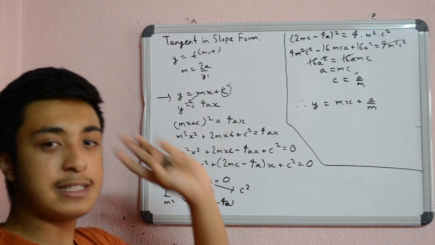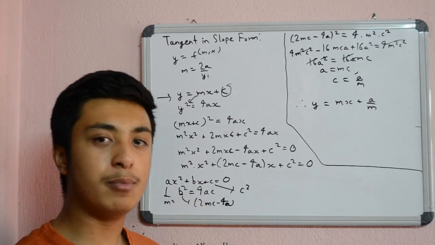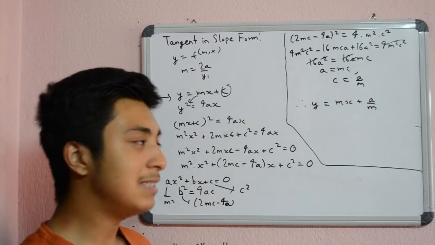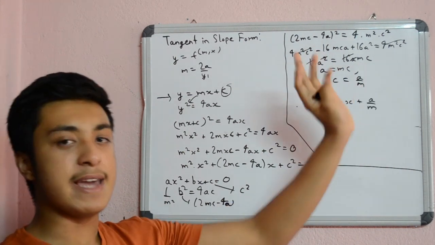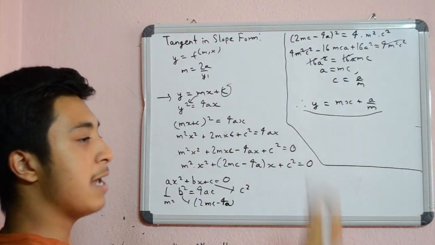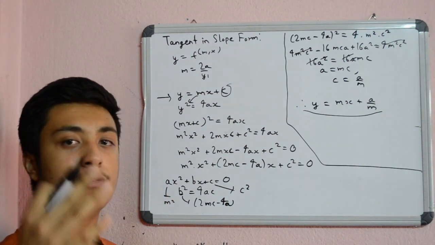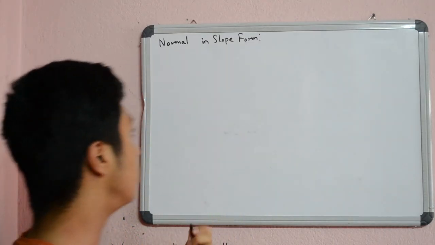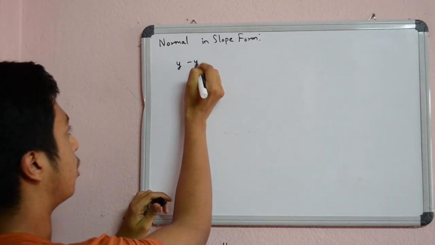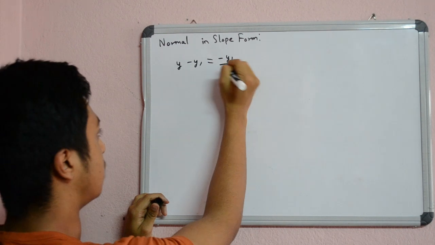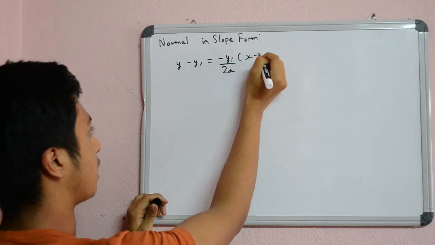So for a line to be tangent to a parabola, the c, which is the constant value in the equation of tangent, must be equal to a by m. And this is the tangent in slope form, and we can also find the normal in slope form right here. Now for the normal in slope form, what we'll have to do is see the equation of the normal, which is y minus y1 is equal to minus y1 by 2a times x minus x1.